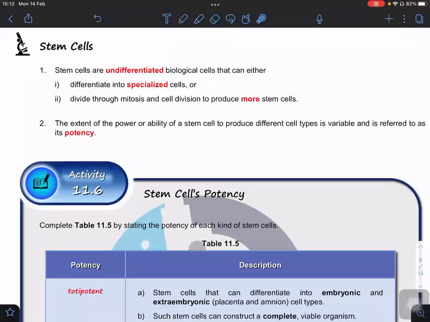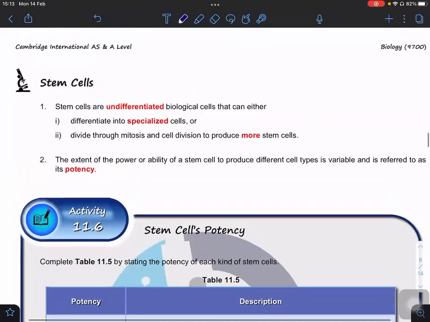Okay, so now we talk about stem cells. Stem cells are undifferentiated biological cells. They can either differentiate into specialized cells or divide through mitosis and cell division to produce more stem cells.